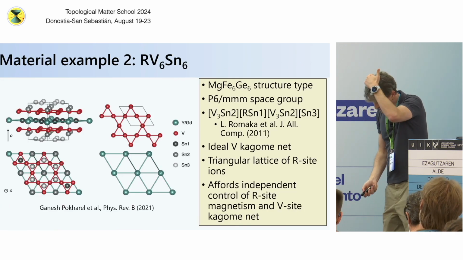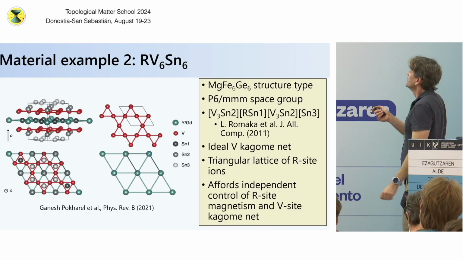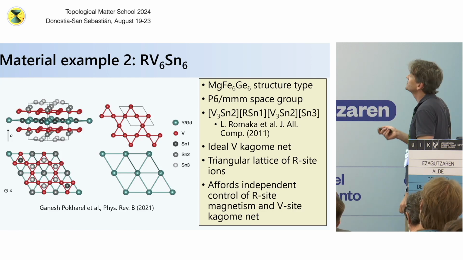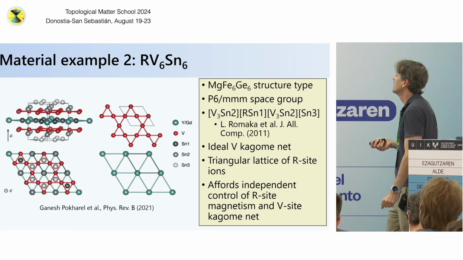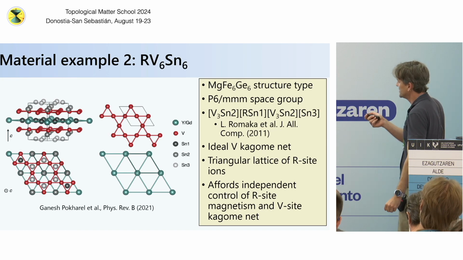Okay, so here's a second example. This is again these 166 compounds, but instead of manganese, like I described earlier, we're putting vanadium on that site. So we're changing the filling. And I already described the lattice type to you. Basically, again, it's this bilayer system, and you have an interstitial layer of rare earth ions.